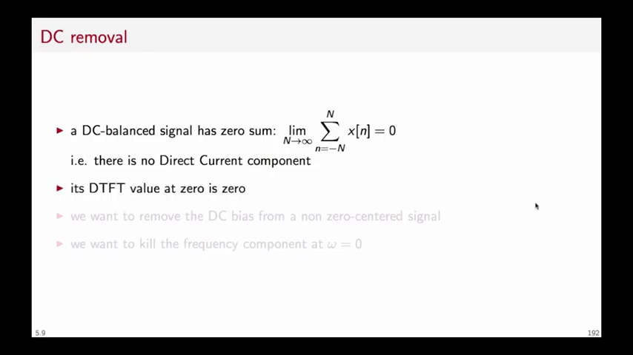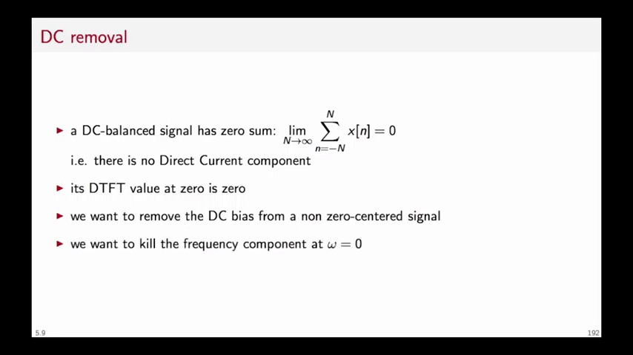A DC balanced signal will have a Fourier transform which is equal to 0 for omega equal to 0. Remember, if you think of the definition of the Fourier transform, you have that. And for omega equal to 0, this is simply the sum of the signal samples. So in order to remove the DC bias from a non-zero centered signal, we need to kill the frequency component at omega equal to 0.